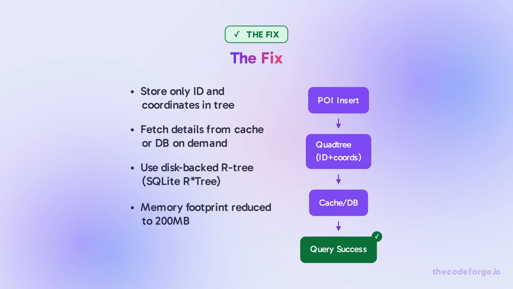The fix was to store only IDs and coordinates in the Quadtree, and fetch full details from a cache or database on demand. They also switched to a disk-backed R-tree using SQLite's R*Tree module, reducing memory footprint to 200 MB. Never store full objects in spatial indexes.